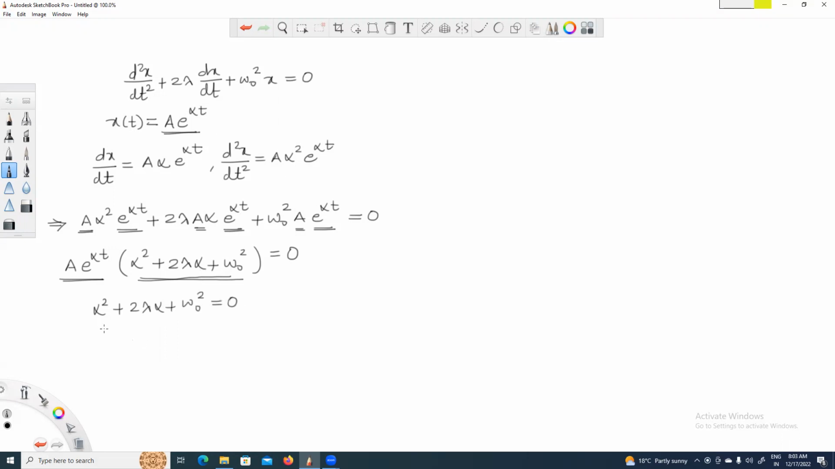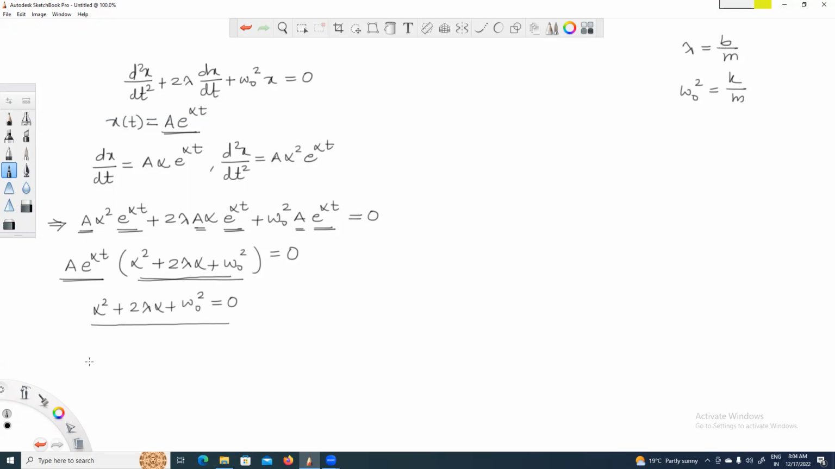And now we are supposed to solve this particular quadratic equation to get the value of alpha, because we know the value of lambda. Let me write this value here. Lambda is b over m and omega naught square is k over m. So we know the system. That's why we know the mass, spring constant, and this damping constant b, right? So let us solve this particular equation.